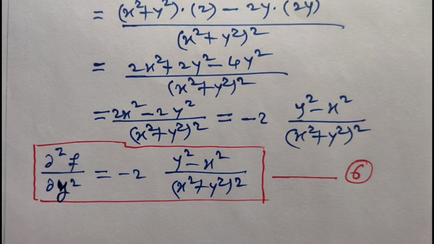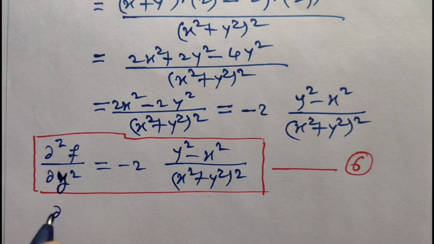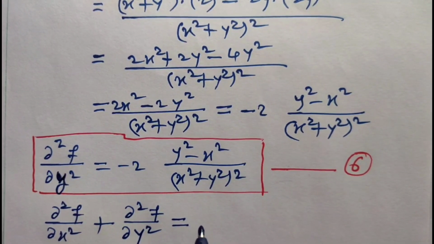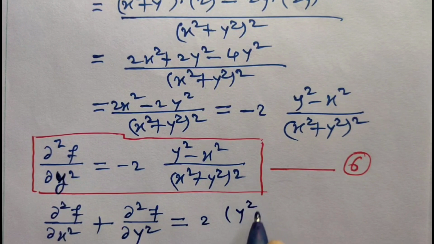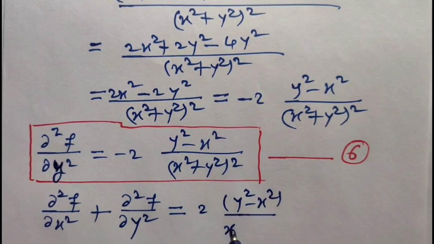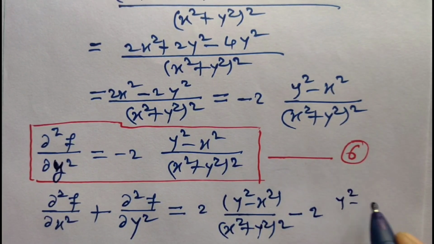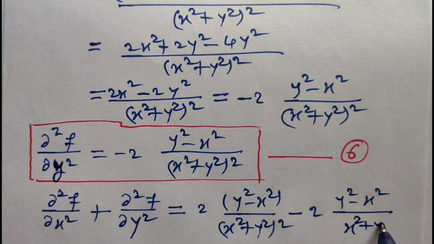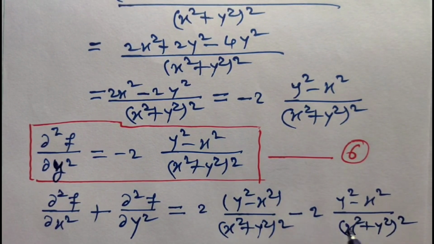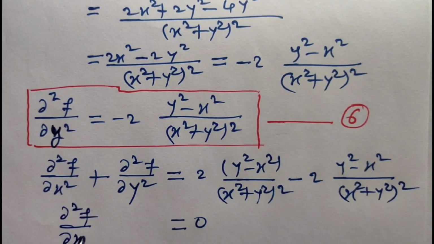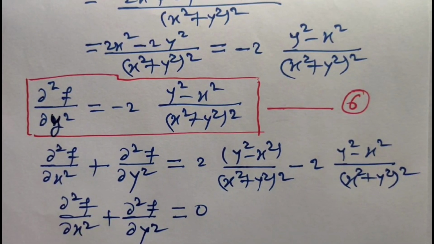Taking the addition of result number 3 and result number 6, ∂²f/∂x² + ∂²f/∂y². This is the addition of the left hand side equal to the addition of the right hand side, that is 2 times (y² − x²) divided by (x² + y²) squared, minus 2 times (y² − x²) divided by (x² + y²) squared. These two terms get cancelled and this is equal to 0. Hence ∂²f/∂x² + ∂²f/∂y² is equal to 0. This is result number 7.